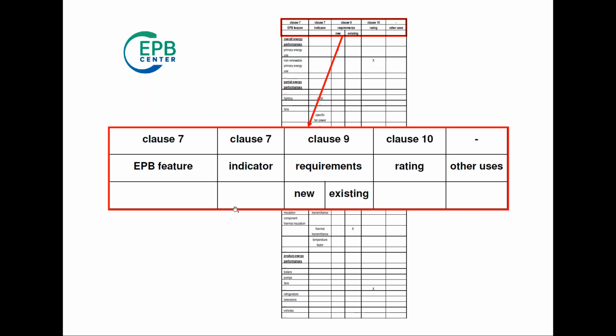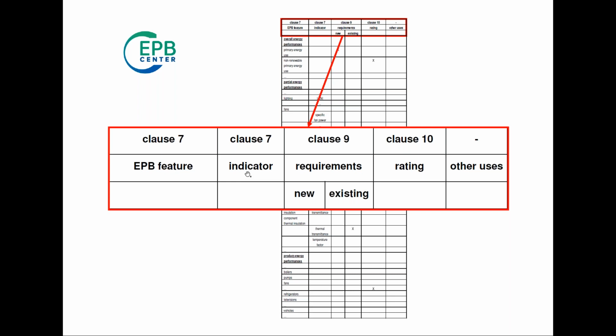The headings of the columns you see here, what we discussed before, there is the indicator, the requirements, either for new or existing buildings, the ratings or other uses. And there is an additional column at the beginning called EPB feature. And I explain this with an example. The feature could, for instance, be the thermal insulation of a wall. And then there may be, for that single feature, different indicators, numerical quantities that can be used for that purpose.